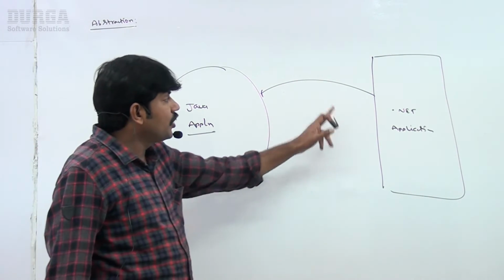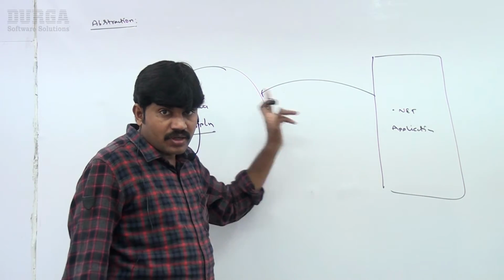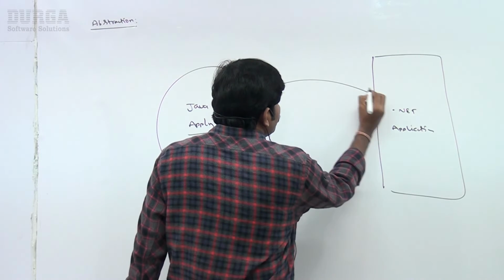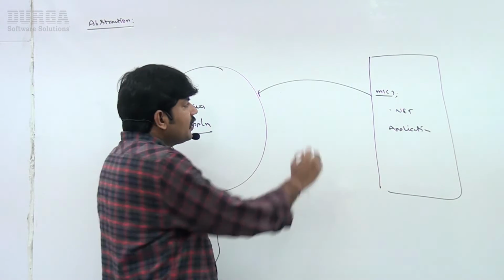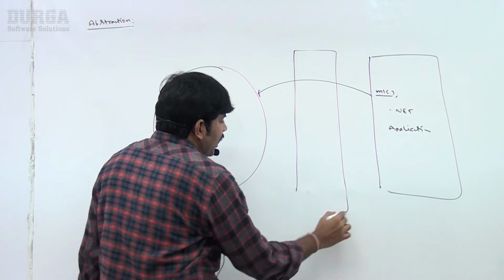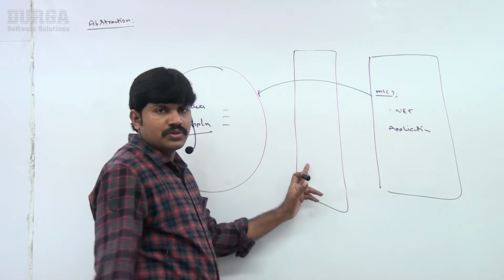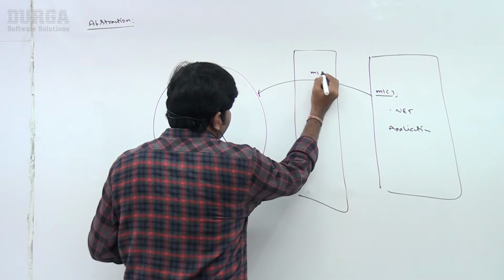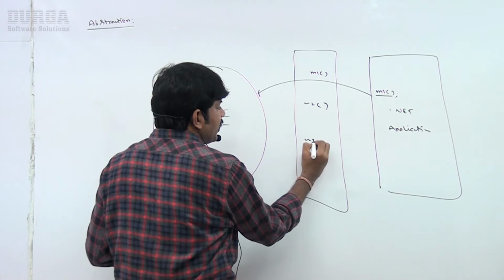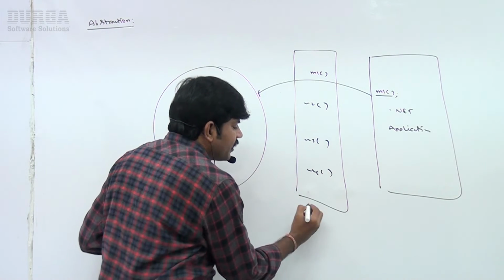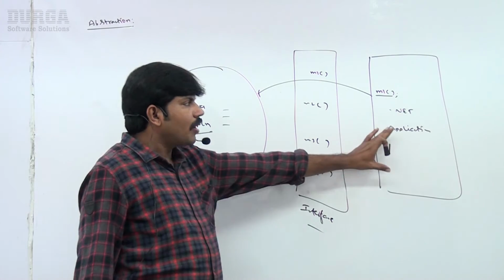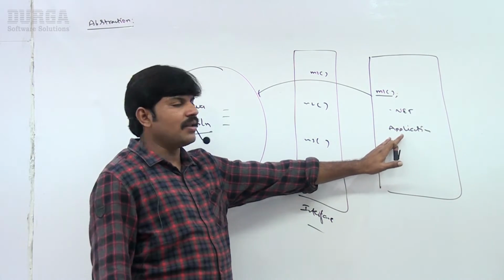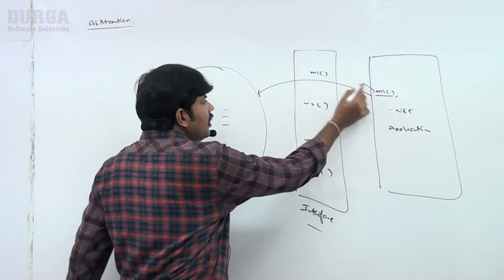If you want to call withdraw, you just have to call M1 from your code. In the middle, I will expose all my services through some interface: M1, M2, M3, M4, something like that. The interface itself is the intermediary. The .NET person has to call the M1 method.